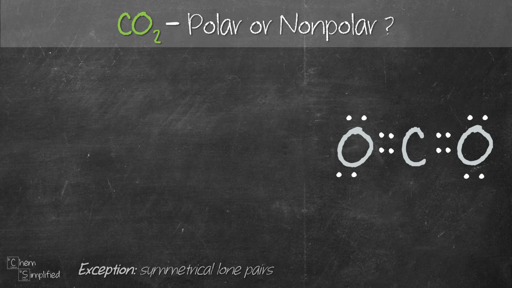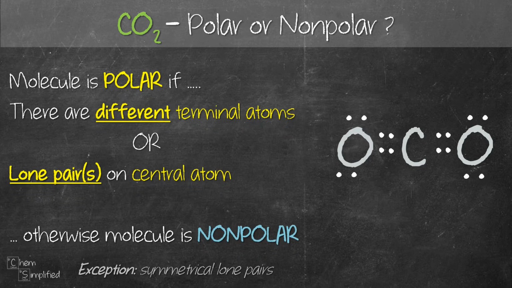We're going to find out if CO2 is polar or nonpolar. To do that, we're going to use this simple trick to help us figure out if a molecule is polar or not. Basically, there are two criteria, and if either one of the criteria is fulfilled, the molecule is polar. So the first criteria is having the presence of different terminal atoms, and the second one is having a presence of lone pair on the central atom.